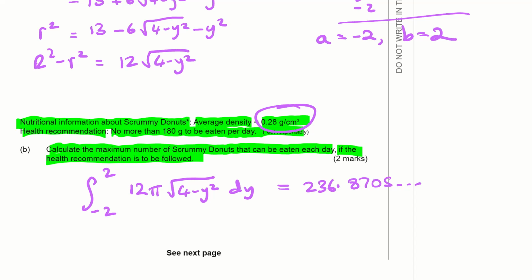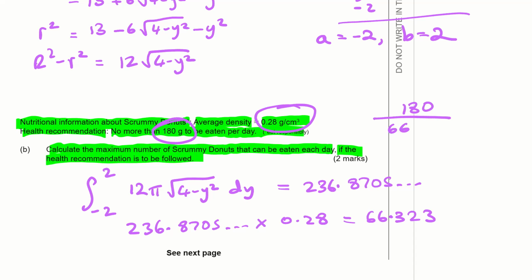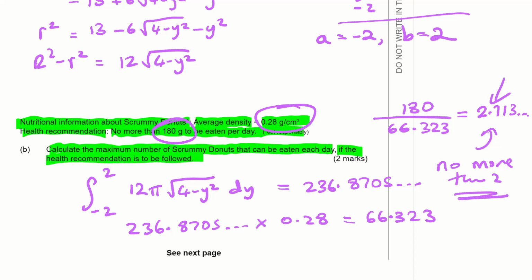And then we are told 0.28 grams per cubic centimetre. So if you multiply that answer by 0.28, you'll get 66.323. Now, we're told 180 grams maximum, so if you do 180 divided by 66.323, that comes out at about 2.713. So if you're going to go to the whole number, you'd say no more than 2 donuts, but they accepted 2.7 as an answer.